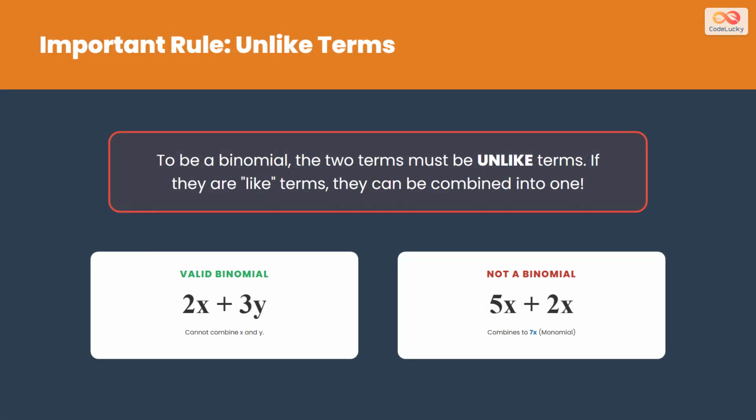There is one very important rule to remember. To be a binomial, the two terms must be unlike terms. If you have 5x plus 2x, you can combine them into 7x because they simplify into a single term. The original expression is not considered a binomial in its simplest form. A true binomial, like 2x plus 3y, cannot be simplified further.